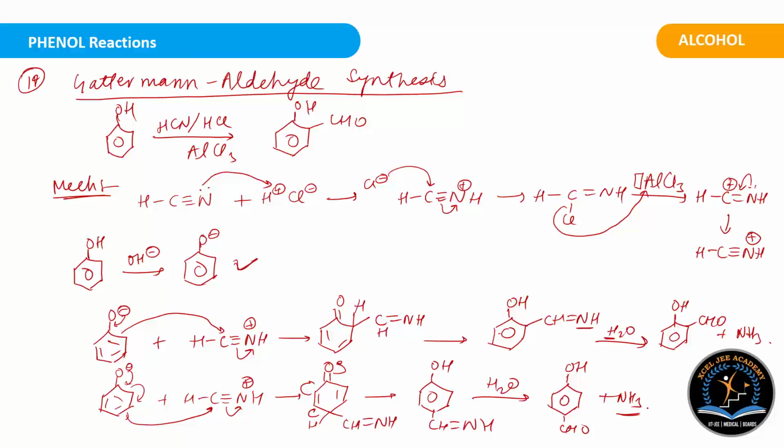So this is the reaction mechanism for Gattermann's aldehyde synthesis. It is referred to as aldehyde synthesis because the final product which we have obtained is an aldehyde. Therefore it is referred to as Gattermann's aldehyde synthesis, and the final compound is salicylaldehyde.